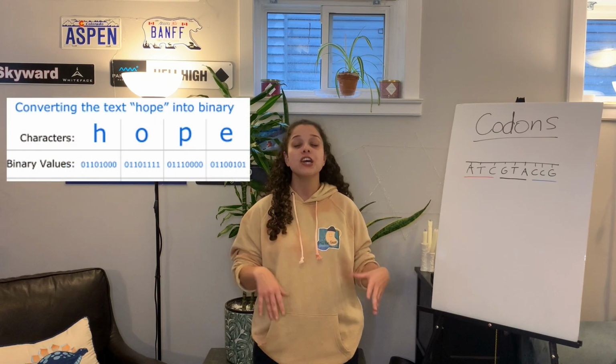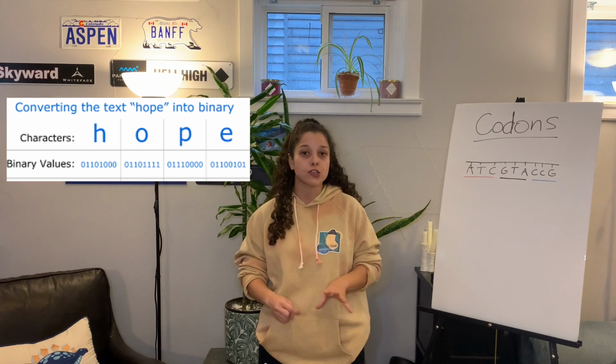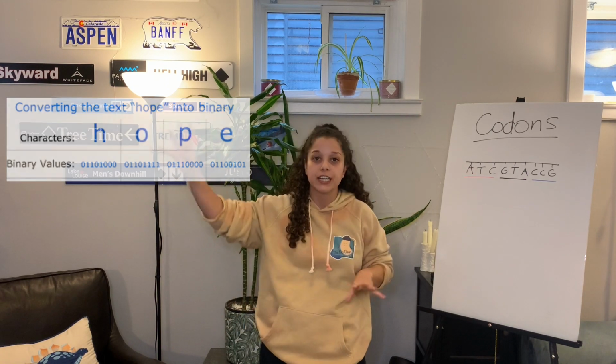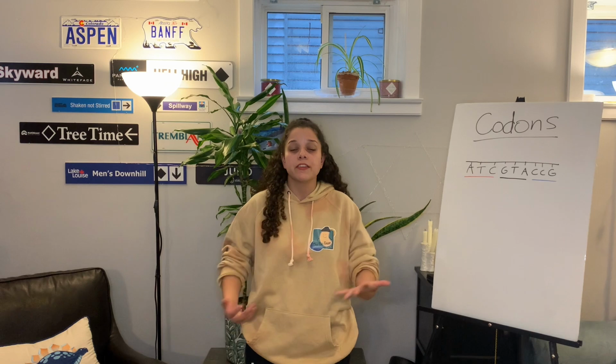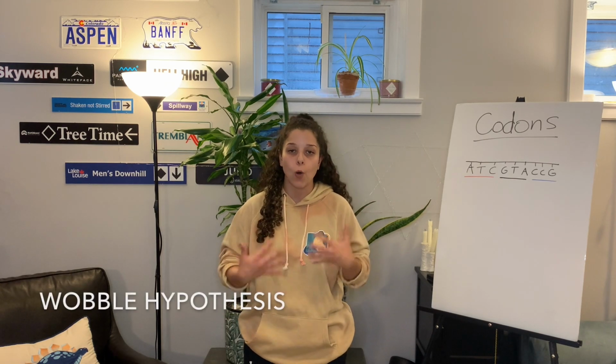Kind of think of this as binary for computers. So there's a string of 1s and 0s, and that tells the computer to store something over here or over here. When we're talking about SNPs and their effect on genes and codons, it's important to also understand the Wobble Hypothesis.